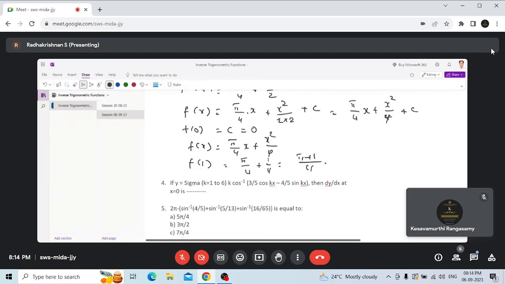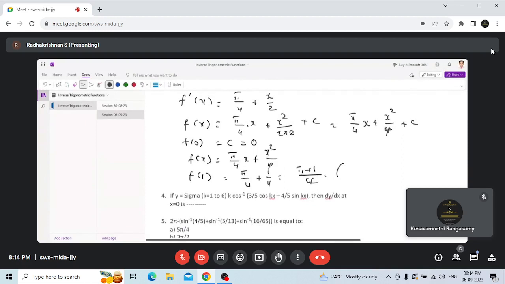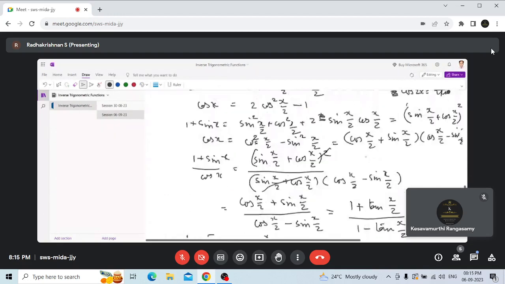Okay. So there are some trigonometric manipulations. If you want tan inverse, you try to convert it somehow in this way to tan form. Option pi plus 1 by 4.